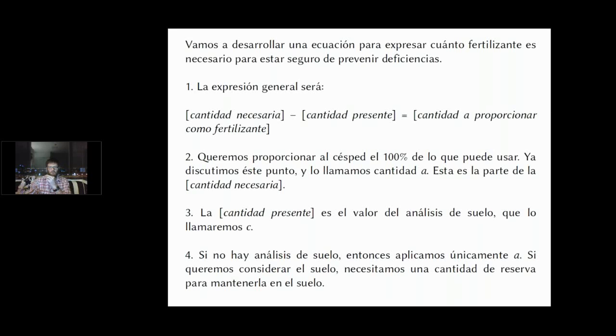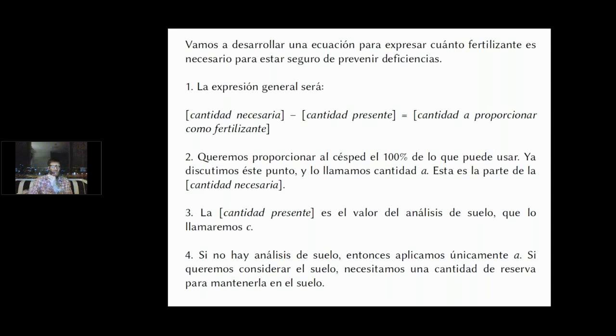The level A is one amount that we need, because I'm calling it A. That's the amount that the grass will use. So that's the amount that we need, and then the amount that we have I'm calling C, which is the soil test amount. The amount that we have is the soil test amount. So if we don't do any soil testing whatsoever, we can just apply A. We can just apply our estimate of how much the grass will use, because if you apply 100% of what the grass will use, you won't have a deficiency.